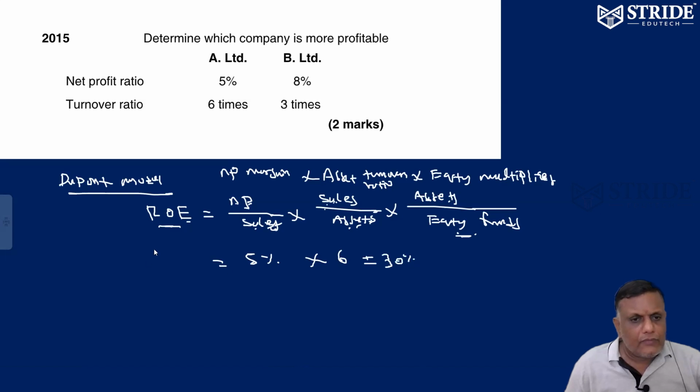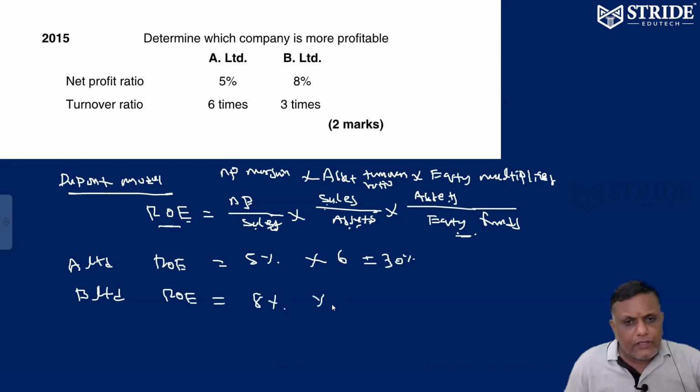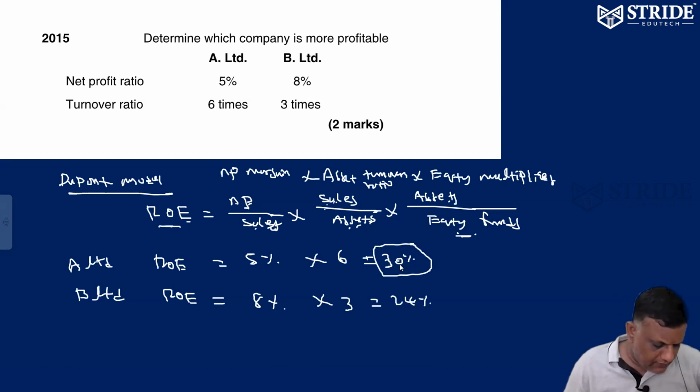30% is the ROE for A Limited company. Similarly for B Limited, ROE is equal to net profit margin ratio 8%, turnover ratio 3 times. The equity multiplier is not given, don't worry. Even if not given, simply multiply and tell which is more beneficial for the company. B Limited, 8 into 3, so 24%. Where is ROE higher? Company A. So ROE will be more for Company A.